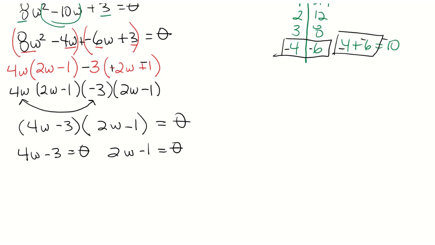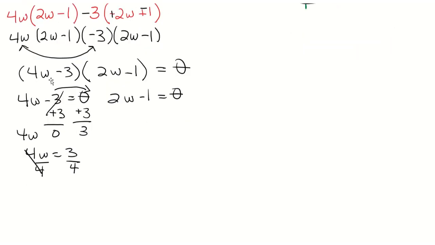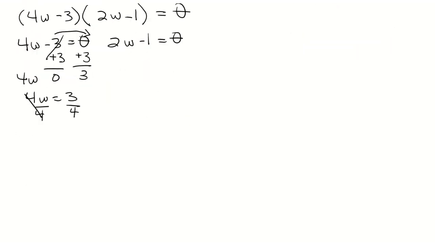I want that 3 on the other side, so I'm going to add 3 to both sides. That's going to cancel that out. That's going to give me 4w equals 3. Divide both sides by 4. That's going to cancel that out. And that's going to leave me with w equals 3/4. So that's my first solution.